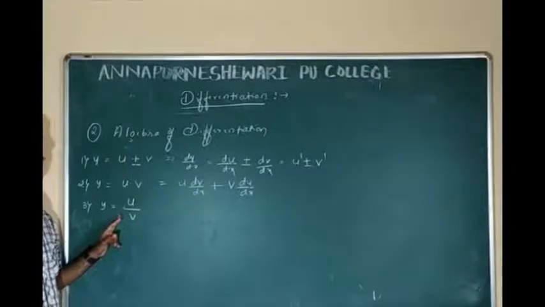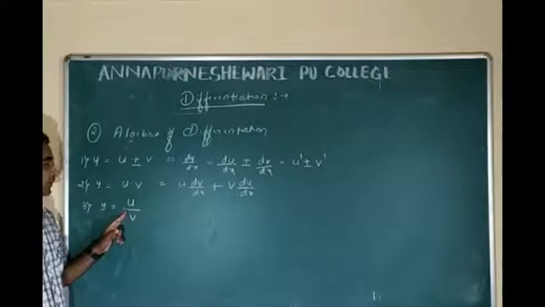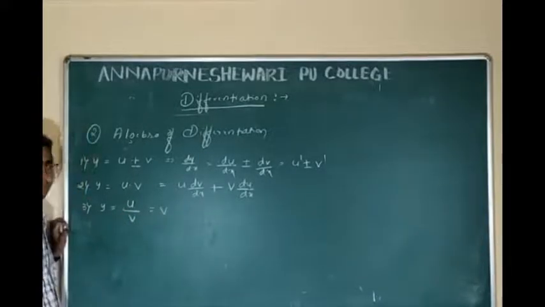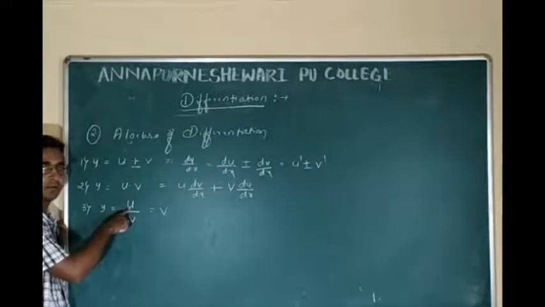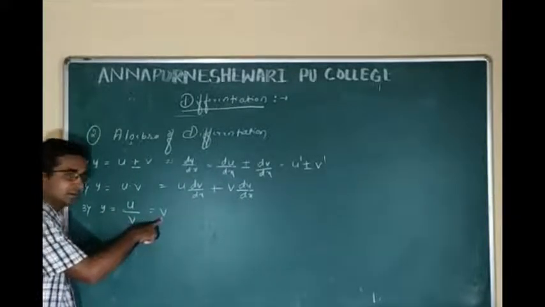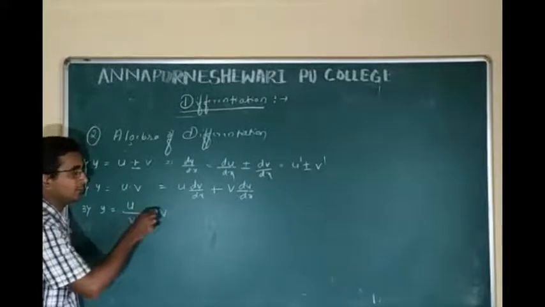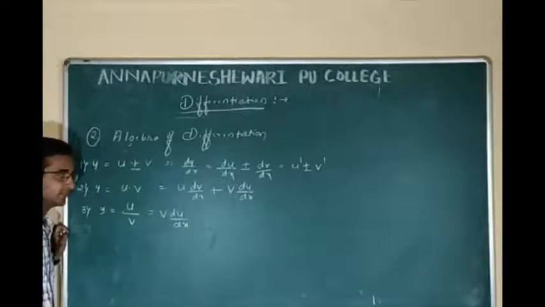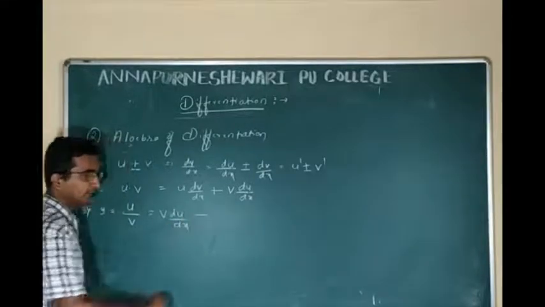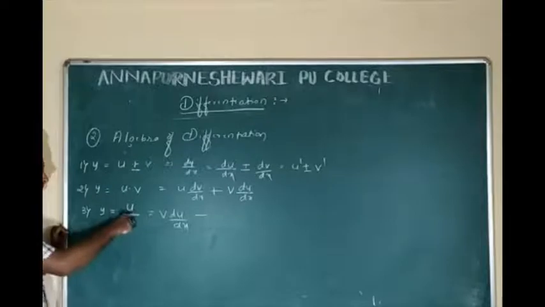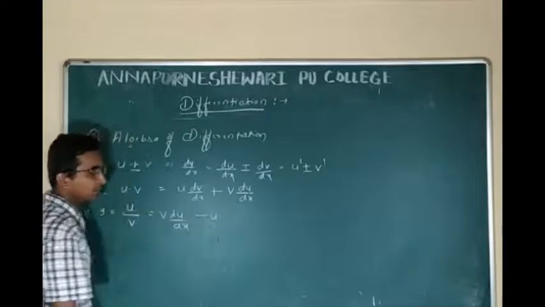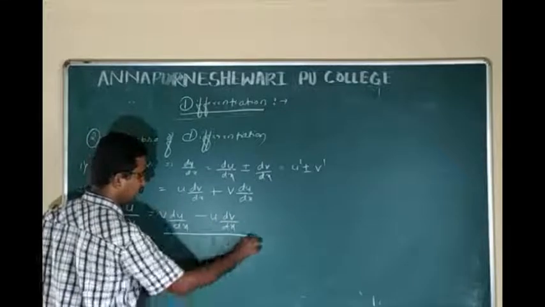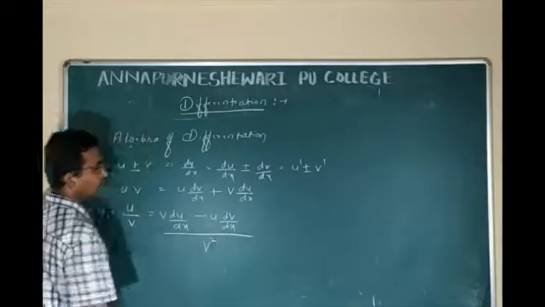Whenever we have p by q, so that time how are we going to differentiate? First you keep the v as it is, then differentiate the first term, that is the numerator term. First keep the denominator term as it is, then differentiate the numerator term with respect to x, that is du by dx. Then minus, this is very important. Next, keep the first term, the numerator term, as it is, then differentiate the denominator term with respect to x, that is dv by dx, whole divided by v square.